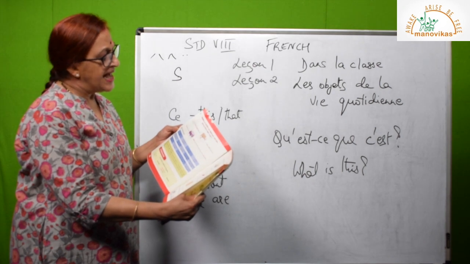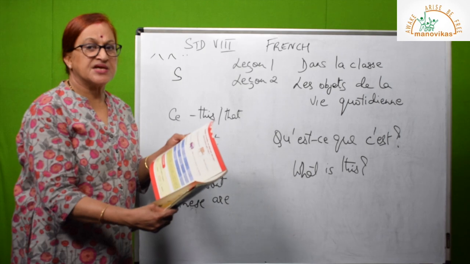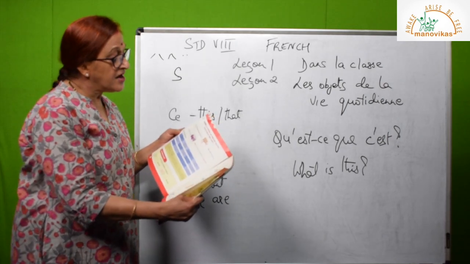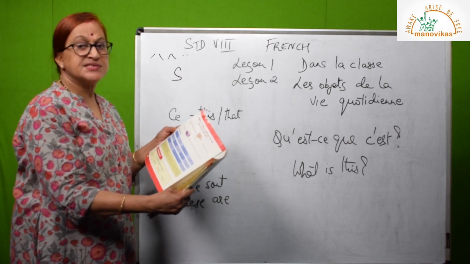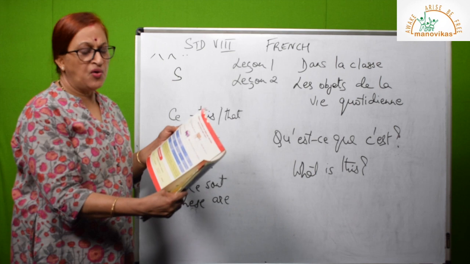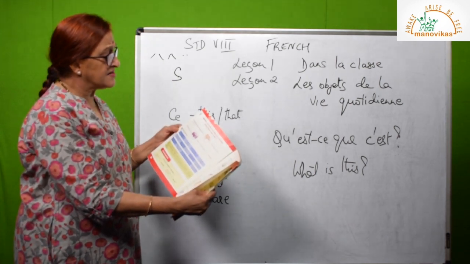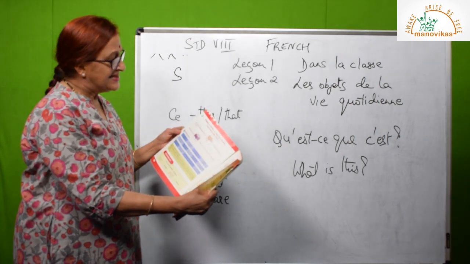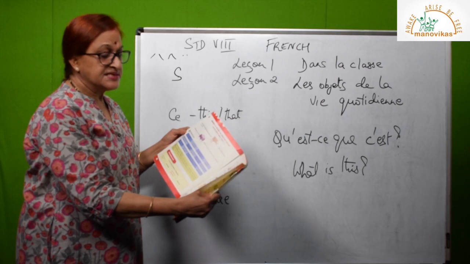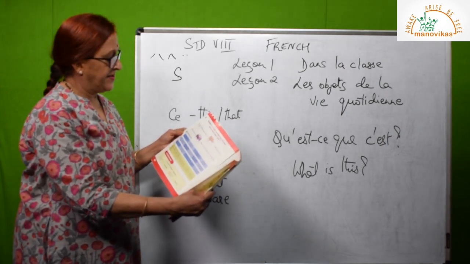For example, est-ce que c'est. We learnt qu'est-ce que c'est. What was qu'est-ce que c'est? What is this? Now, here we are learning est-ce que c'est. What is est-ce que c'est? Is it? Is it this? Yes or no? So first one. Est-ce un banc? Or est-ce que c'est un banc? Is it a bench? It is a bench. So you say oui. C'est un banc.